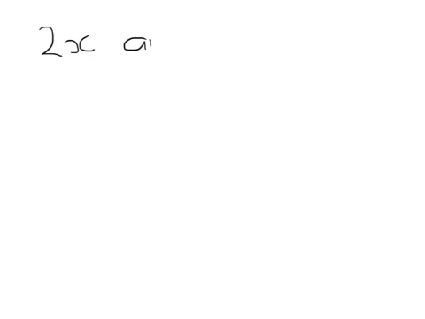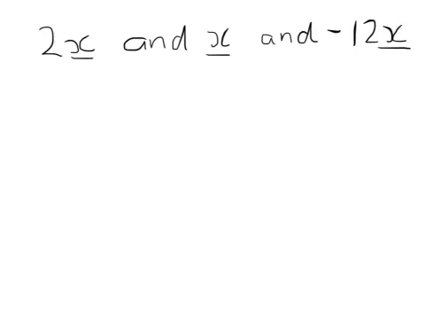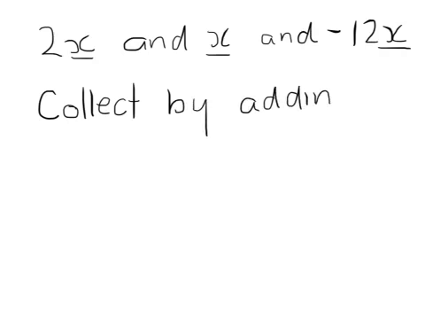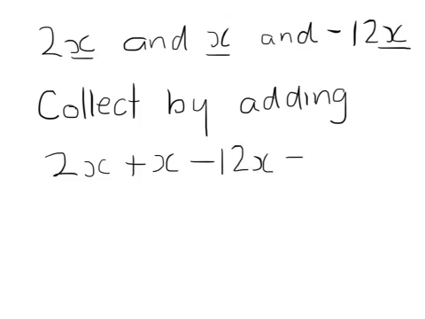2x and x and minus 12x. They all just have an x. And so we could collect them together by just adding. So 2x's plus 1x take away 12x's is equal to minus 9x.